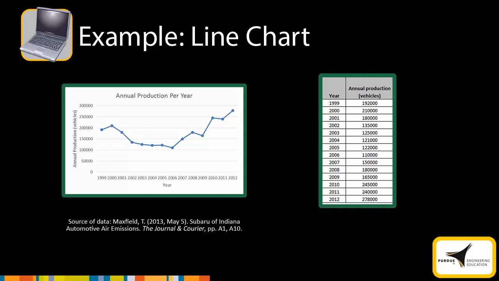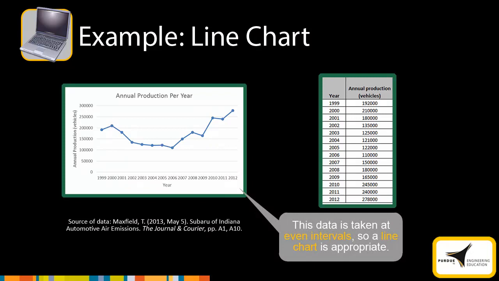Before we begin, let's verify that a line chart is the appropriate chart type for displaying this data. This dataset contains the number of cars produced annually for consecutive years. Because the data is taken at even intervals, a line chart is appropriate. Let's now create our chart.